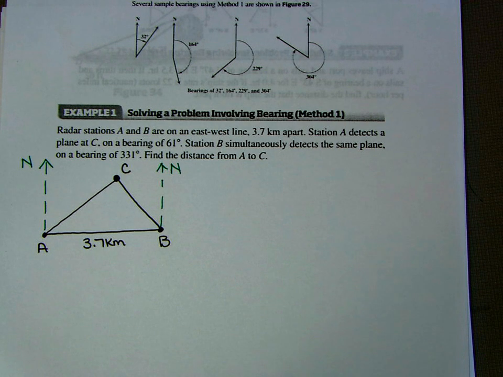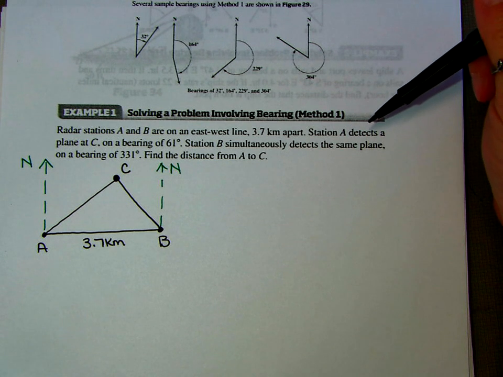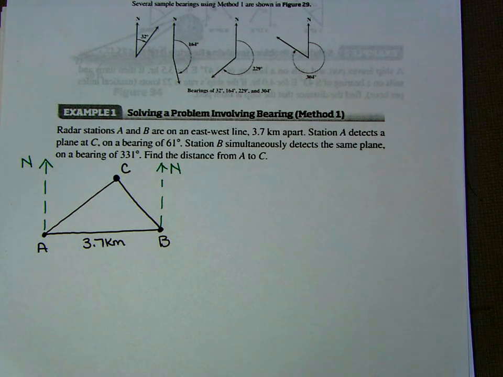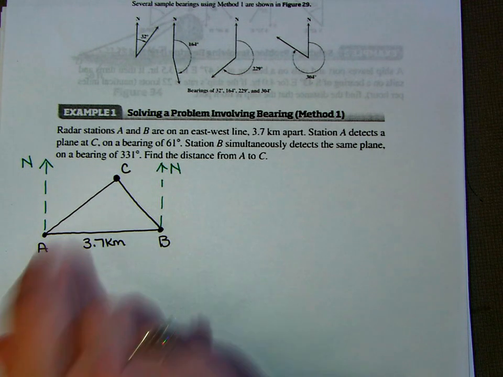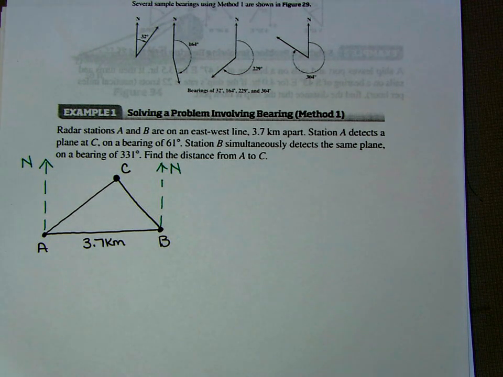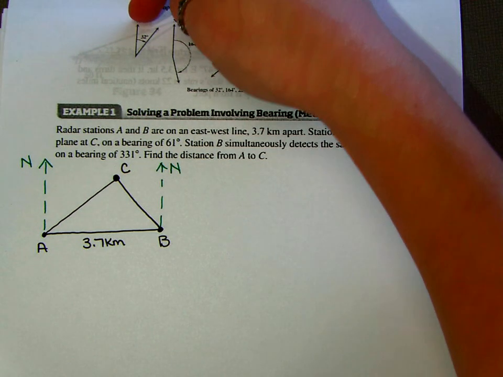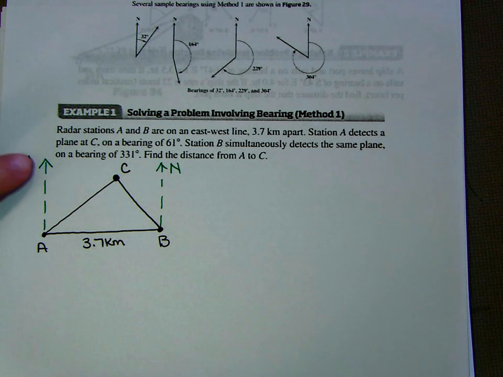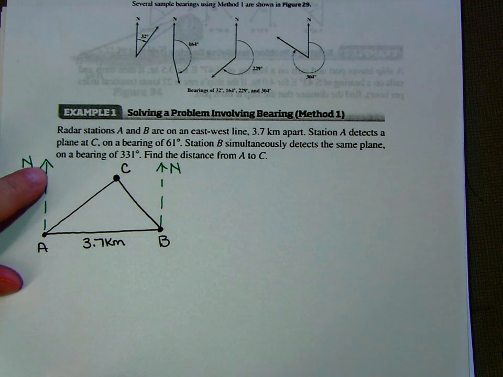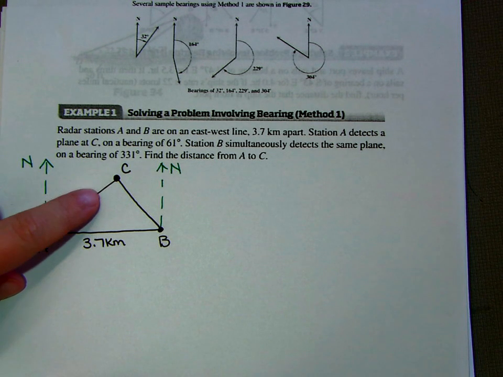But they gave us the different bearings with our angles, and it said station A detects that with a bearing of 61 degrees. Now, we may look at this and say, okay, well, we just drew in a triangle, so right here, angle A is 61 degrees. But that's not what bearing is telling us. Remember, bearing starts at the north, and then we go clockwise however many degrees it's telling us to go. So that's why I drew in this north side, because we're going to start here, and then we have to move 61 degrees before we hit this side of our triangle.